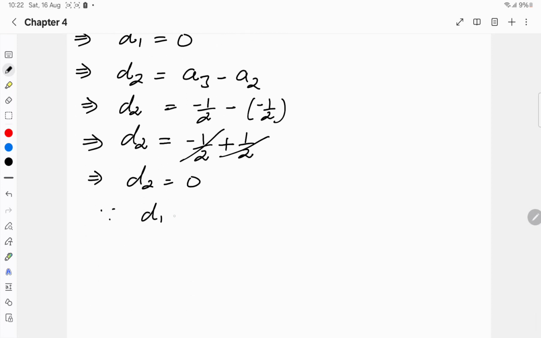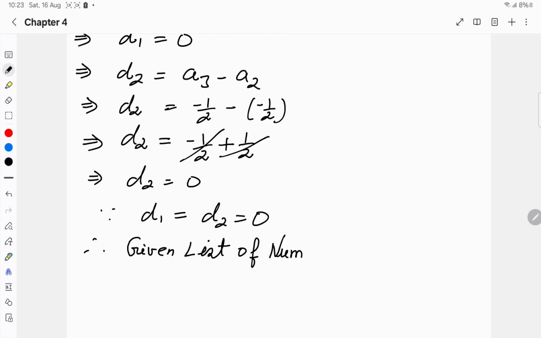Here D1 equal to D2 equal to 0. Therefore the given sequence is an AP. तो ये जो नंबर ऑफ लिस्ट है ये आपका AP है. देखेंगे यहाँ पर. Therefore the given list of numbers is an AP. ये आपकी AP है.